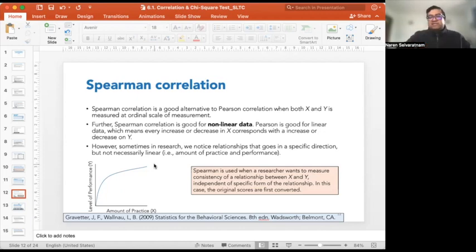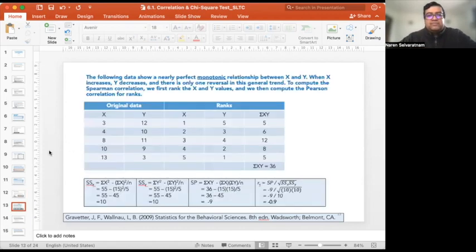So what this means is there is some positive trend, there is some consistency in that overall positive trend, but then again, it's not linear. So Spearman correlation is used when a researcher wants to measure the consistency of a relationship between x and y. So more than the linear relationship, here you can actually go ahead and observe non-linear relationships.